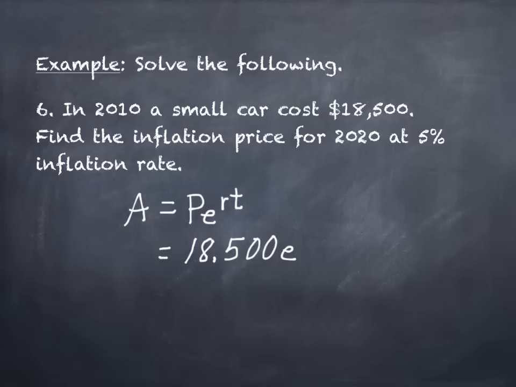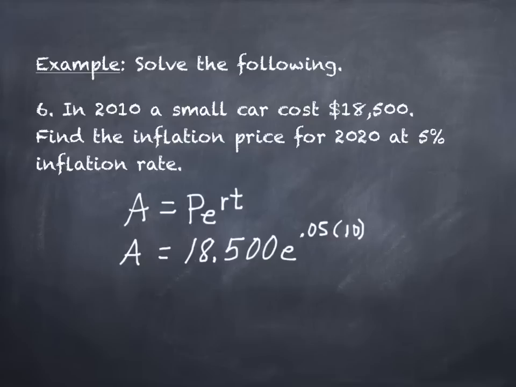What's next? 0.05 is R, so that's part of my exponent. Okay, now what? Multiply that number by 10. Why 10? 10 years from 2010 to 2020, right? All right, and this is going to give me the A, which is the amount that I'm predicting for the future.